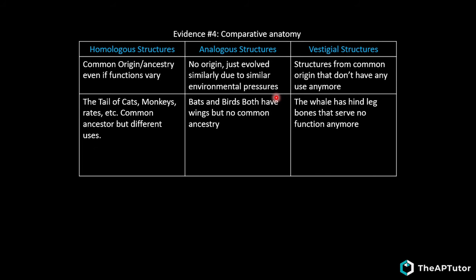Analogous structures have no common origin, but they evolved similarly due to similar environmental pressures. So bats and birds both have wings, but they have no common ancestry. They both developed wings due to the situation they were in, and the ability to fly would actually benefit their survival.